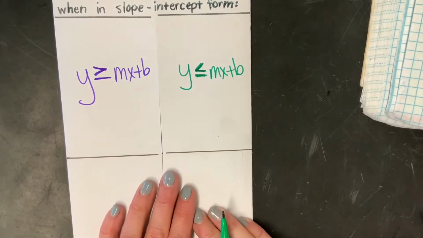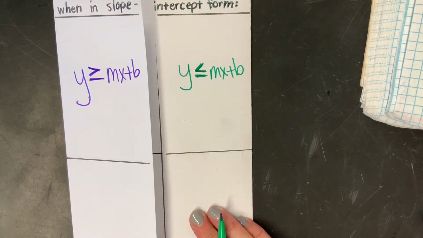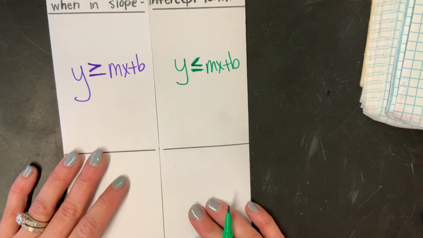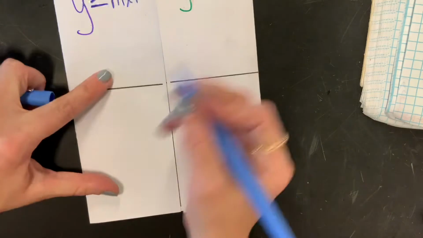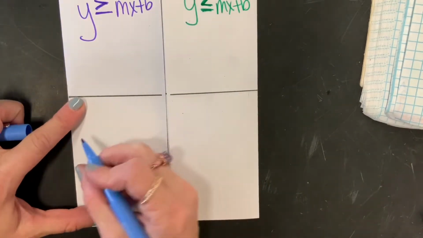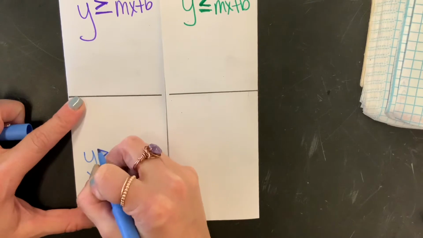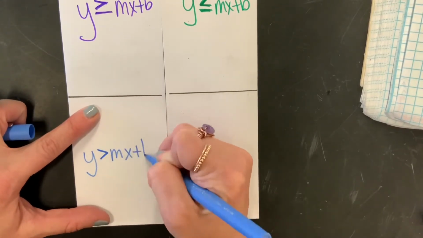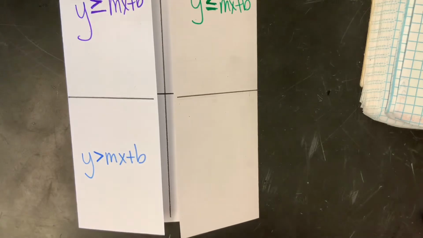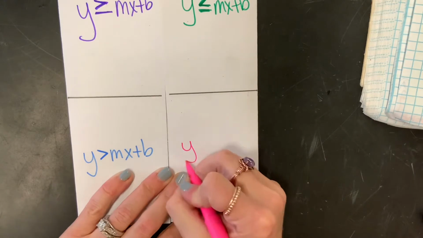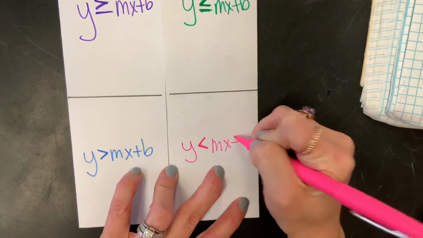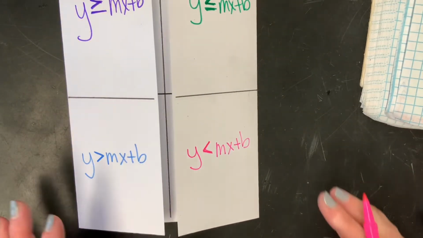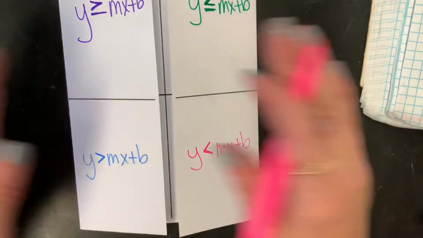Okay, so the difference now is it's not an equal to symbol. So we're not just going to be drawing a solid line and being done. There's going to be a lot more going on with the graph. All right, then let's look at when it's just y is greater than mx plus b without the equal to line. And then the last one, y is just less than mx plus b. So if you're at home, just get a piece of computer paper or graph paper and fold it in.